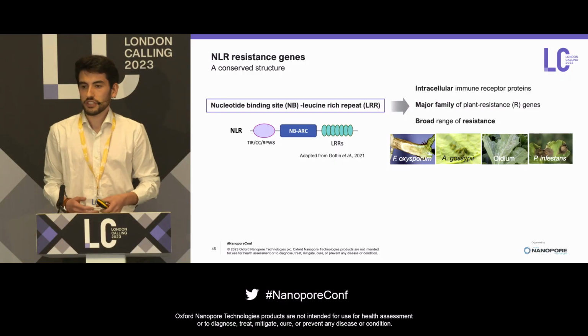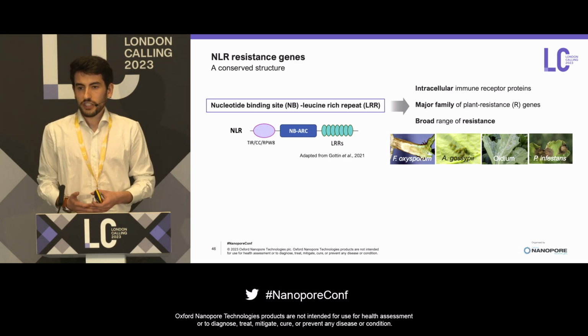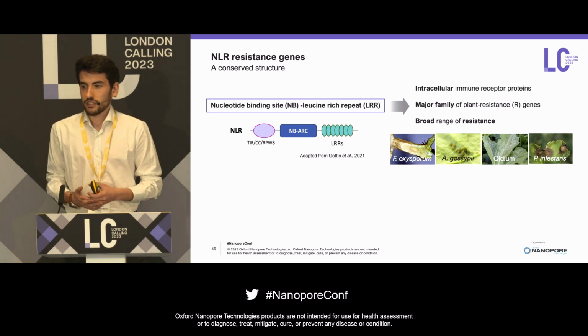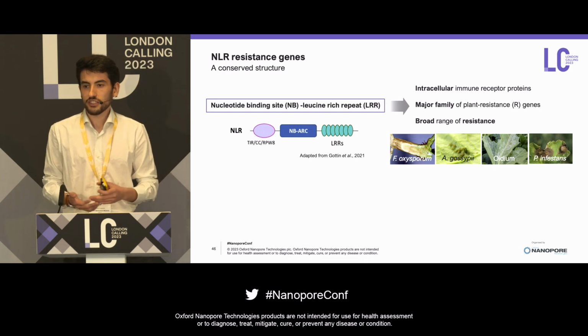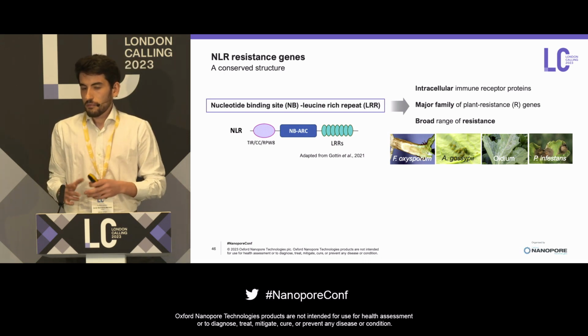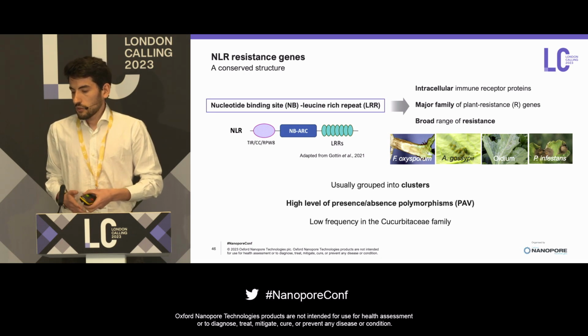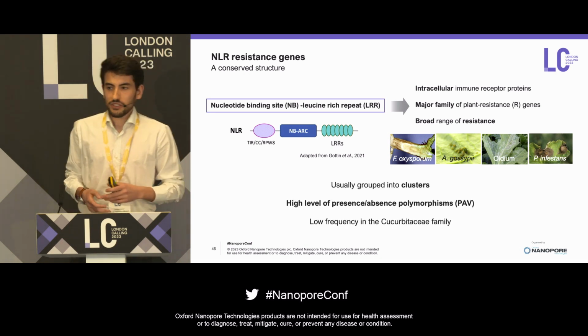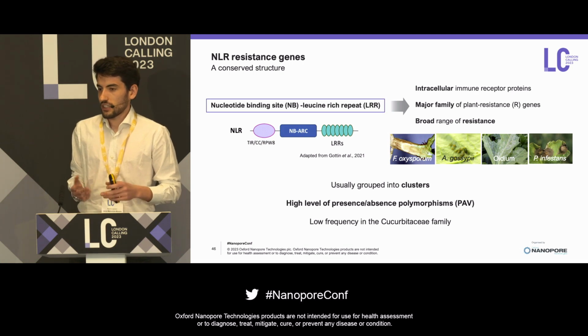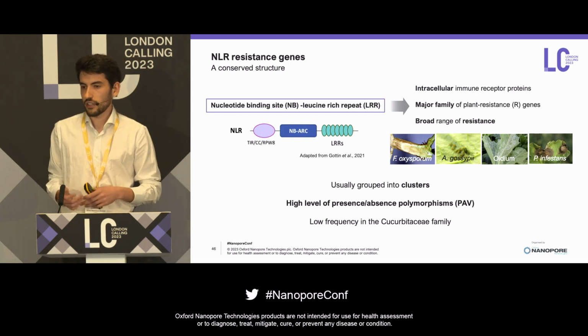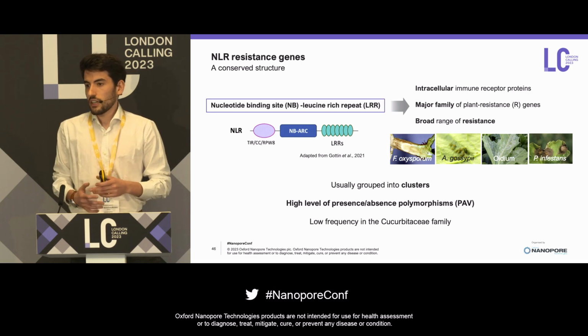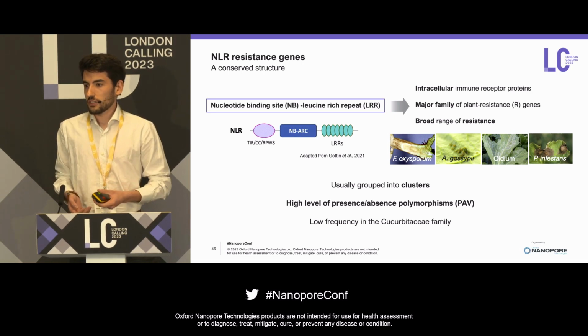These NLR genes are, as I said before, the most important family of resistance genes in plants. They are intracellular immune receptor proteins, and they confer a broad range of resistance against a lot of pathogens like fungi, bacteria, insects, or viruses. They have a very conserved structure, so they are mainly formed of two domains that are a nucleotide binding site and a leucine-rich repeat. And what is the most important to understand the project is that they are usually grouped into clusters, clusters of genes that include a high level of presence-absence polymorphism. And also these clusters include a large amount of repetitive elements.